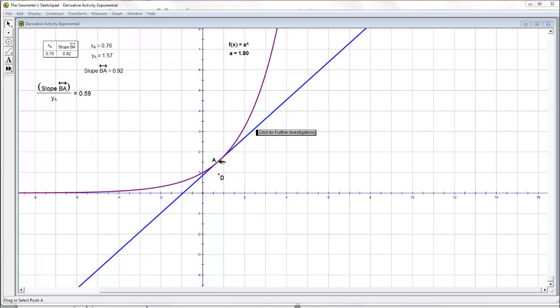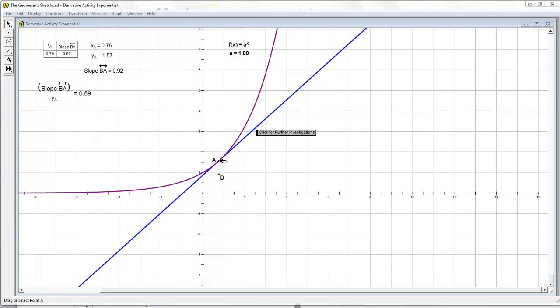So here we have a little demonstration of a ratio of an exponential function, f of x equals a to the x, or b to the x. It doesn't really matter what the variable on the base is, where the base is 1.80. We notice that the slope of the tangent, which is the gradient of the tangent to this function, divided by the function itself, in this case has a ratio of 0.59.